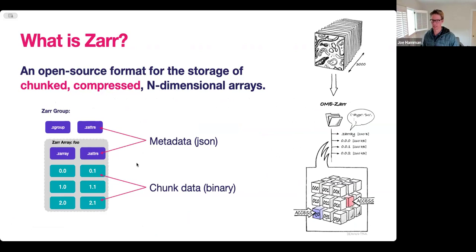What do I mean by chunked and compressed? So, we have an array, maybe it's a stack of images, and we break those images into blocks.